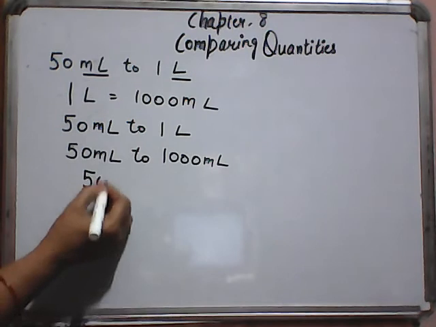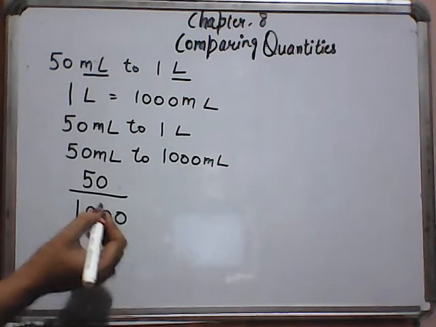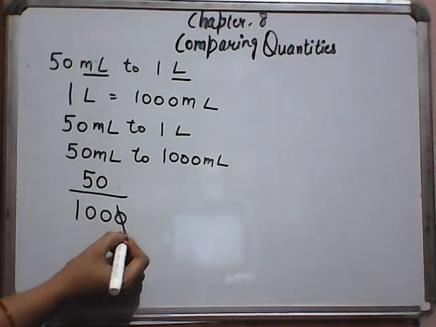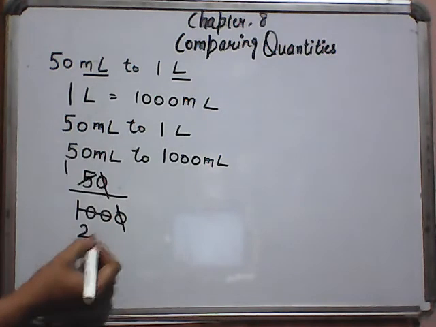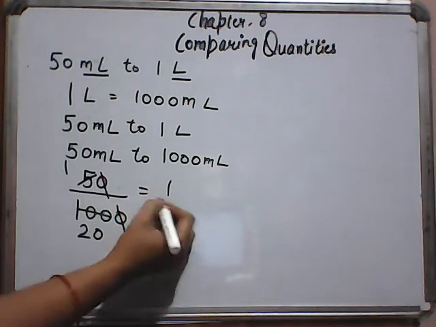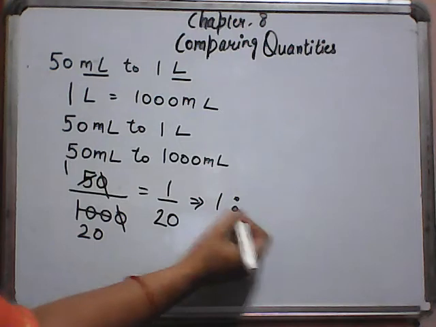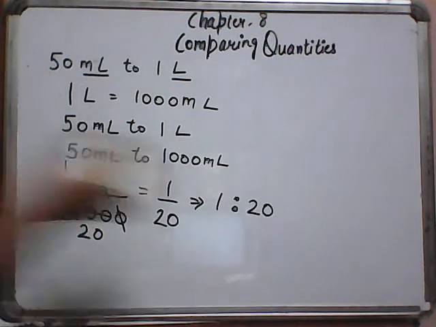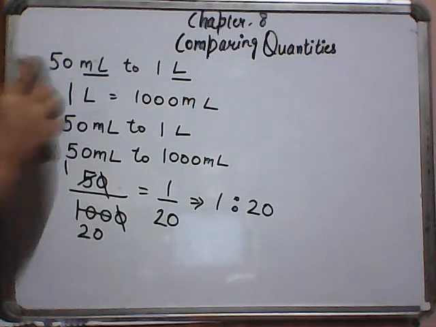Ratio can be written in the form of fractions. 50 divided by 1000. Now, 0 is cancelled out with 0. 5 ones are 5. 5 twos are 10. 1 divided by 20. It can be written as 1 ratio 20. In this way, you can find out the ratio of different quantities. Let's move to the next question.